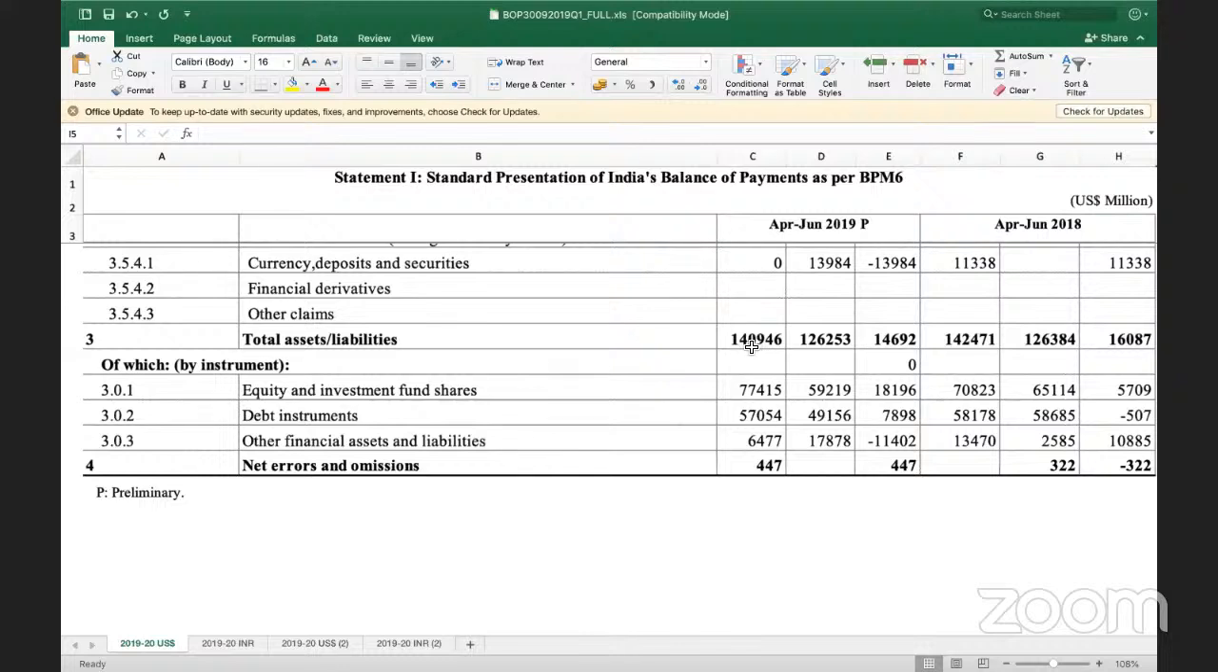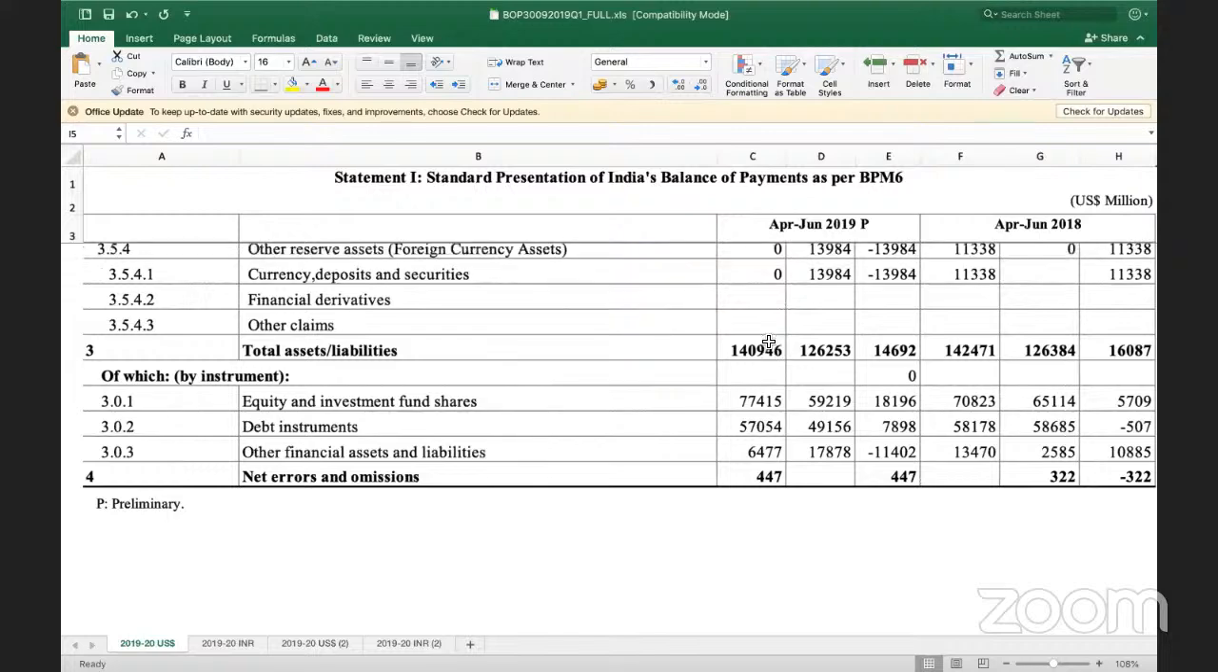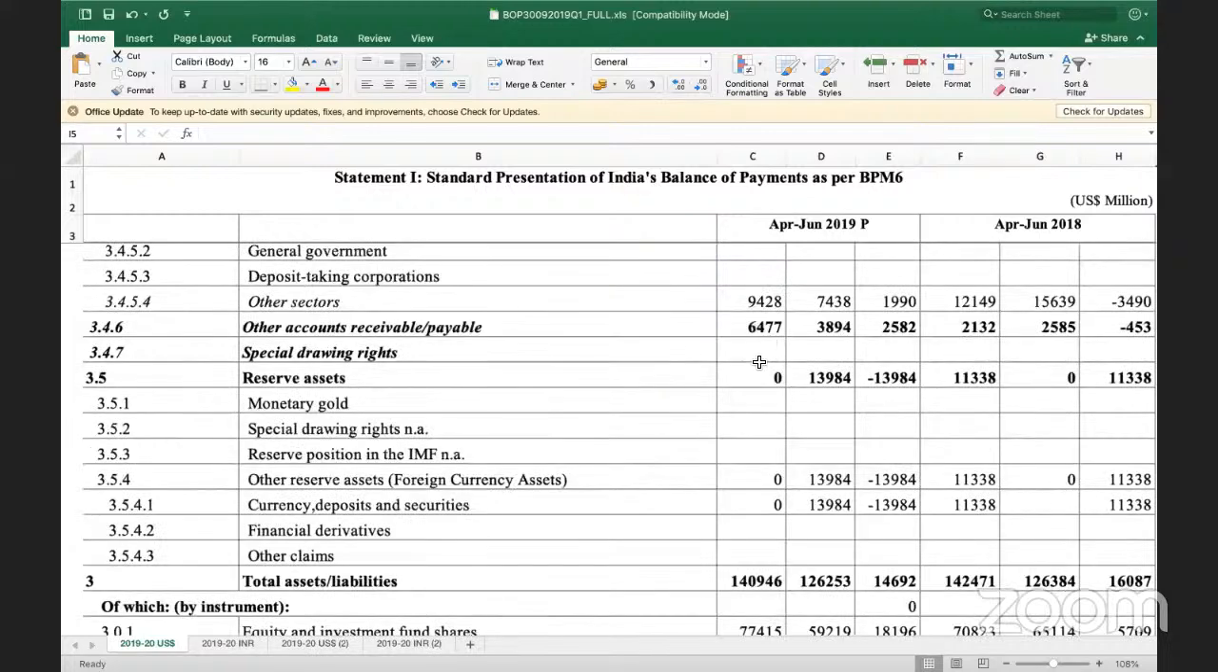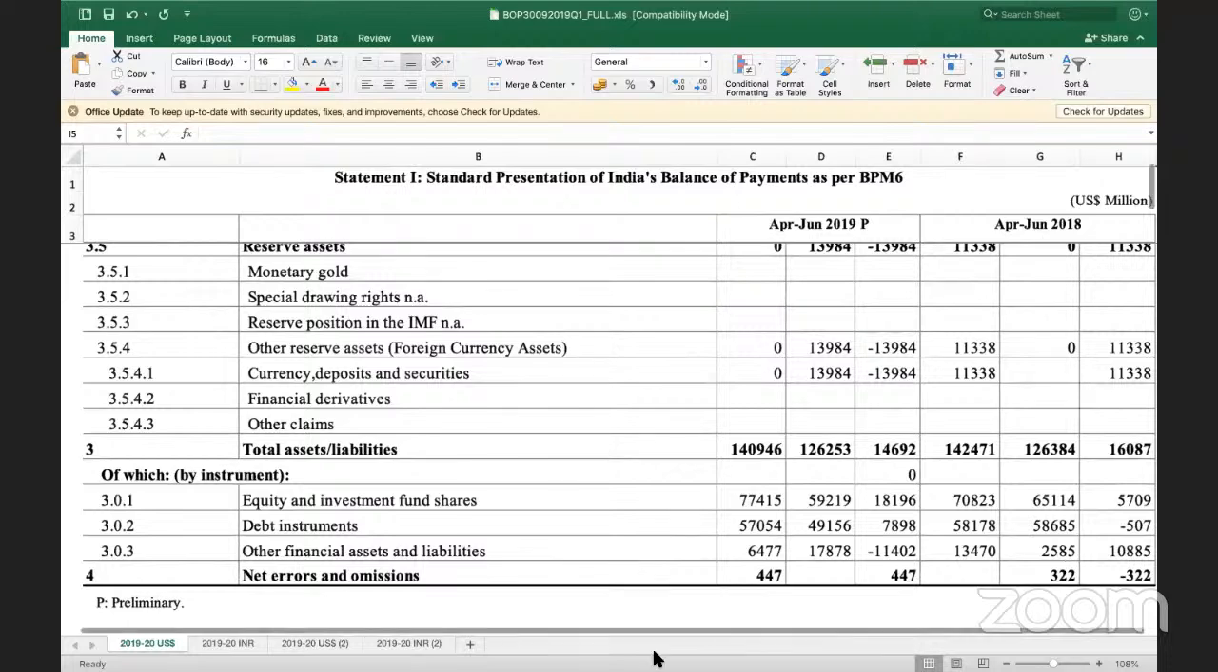Now, total assets and liabilities. How much? 1,40,946. Total assets and liabilities, 1,41,000. And there are some adjustments, and those adjustments are $447 million.